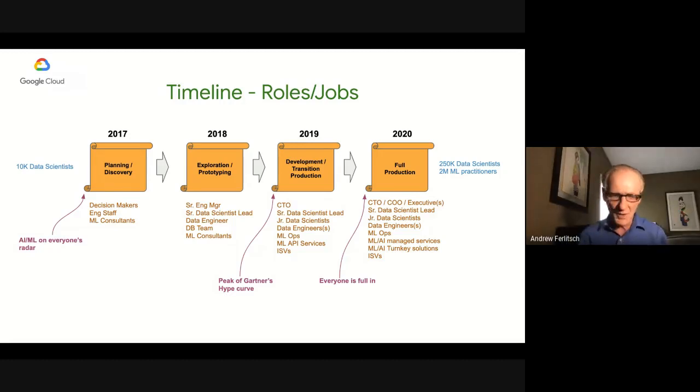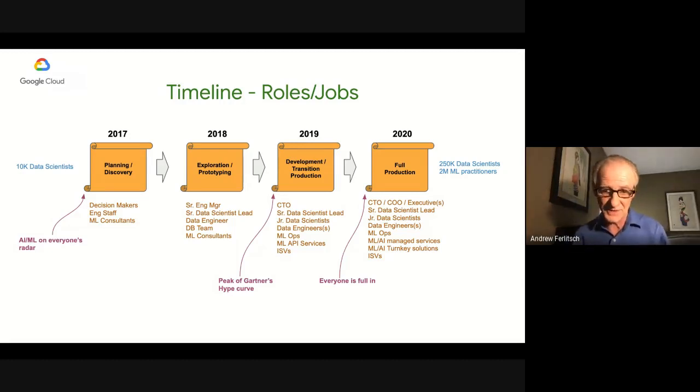We saw in 2018 in those companies, they had moved into exploration and prototyping. They were building models, trying them out, seeing what they do, making modifications, experimenting, and so forth. The type of people involved now were expanded. You started to see senior engineering management. Typically, a senior data scientist has been hired as the lead. Data engineers are being brought in. They're connecting with the database team, and a continued use of ML consultants with their expertise.